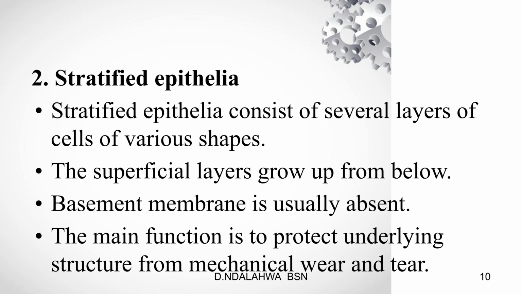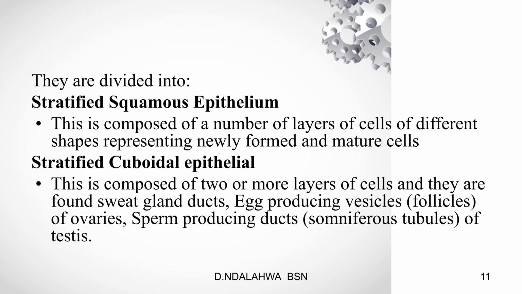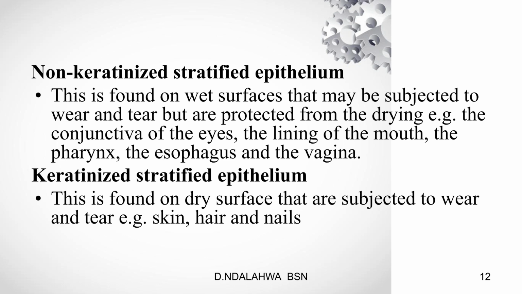The second classification is stratified epithelia, which consists of several layers of various cell shapes. A basement membrane is usually absent, and its main function is to protect underlying structures from mechanical wear and tear. Stratified epithelia includes stratified squamous epithelium, which has layers of different shaped cells representing newly formed and mature cells. Stratified cuboidal epithelium has two or more layers and is found in sweat gland ducts and reproductive ducts.